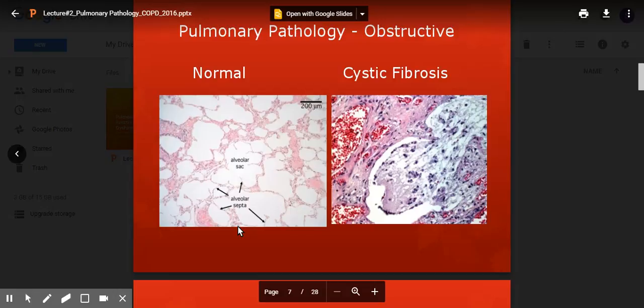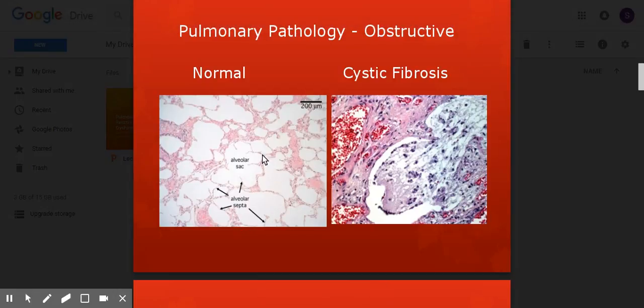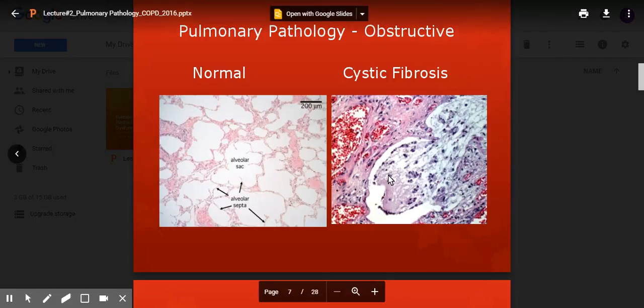Here's a histological example, again, looking at normal, puffy, sponge-like lung tissue with alveolar sacs, and then looking at lung tissue with resultant cystic fibrosis, with infiltrates and loss of functional airway space.